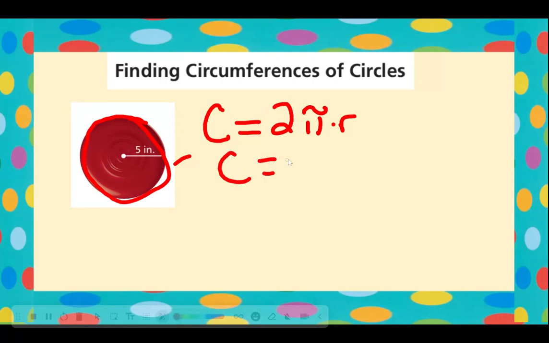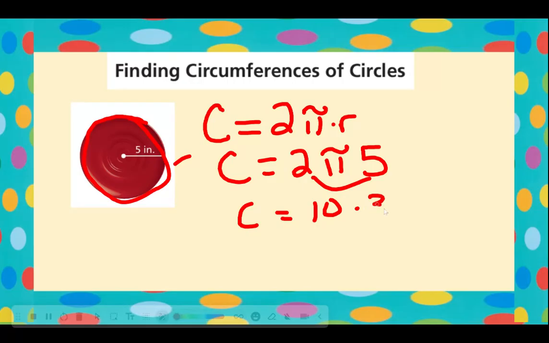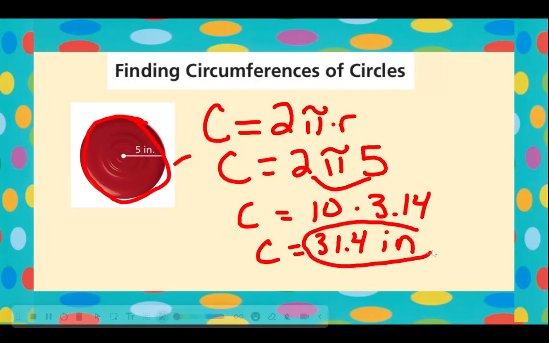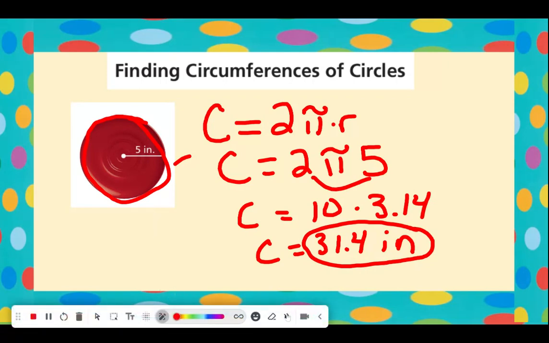So C equals 2 times pi times 5. So I'm going to do 2 times 5. So C equals 10 times 3.14. And when we multiply by a power of 10, we just move our decimal 1 spot to the right. 10 times 3.14 is 31 4/10. And we're looking for the perimeter or the circumference because it's a circle. Inches is your label. So 31 4/10 inches is the circumference of the frisbee.